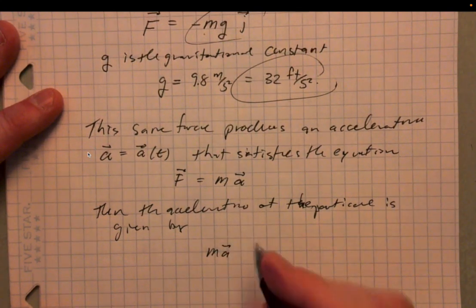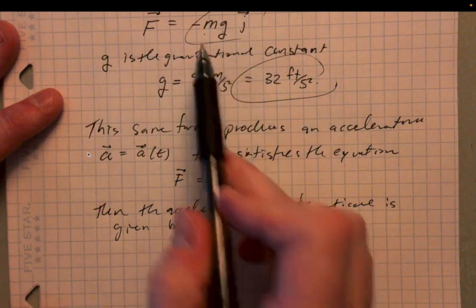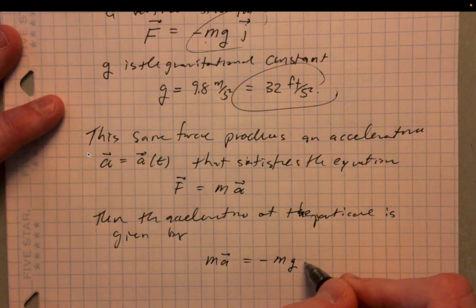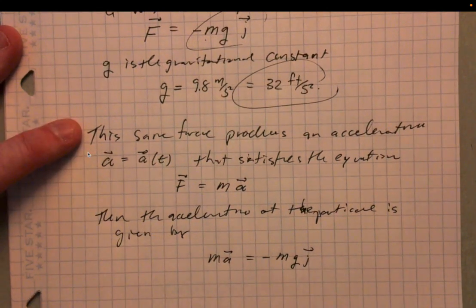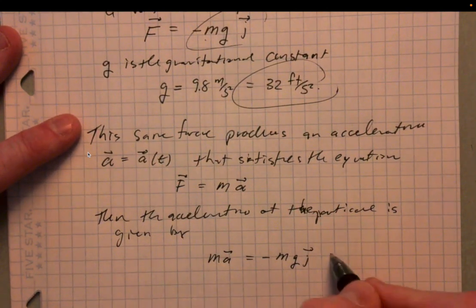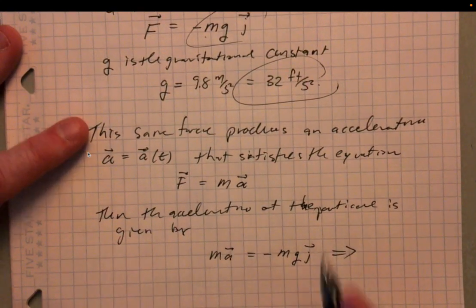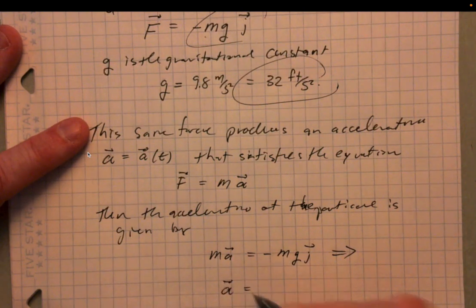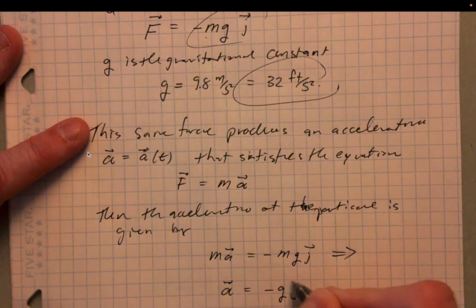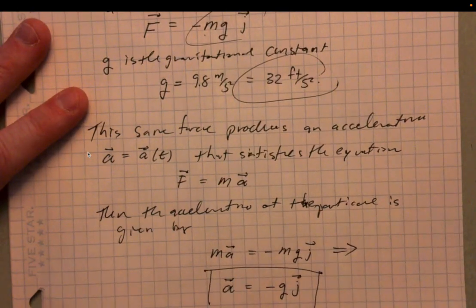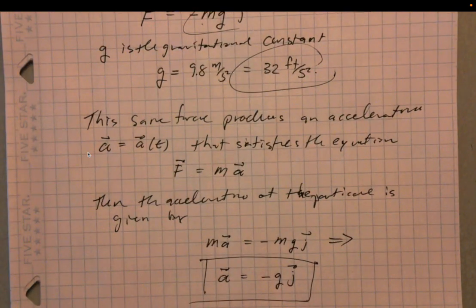This piece here is going to be equal to the piece from above, same force. And so then that implies what? Well, if we divide both sides by the mass, then that means the acceleration will be equal to negative g times the j vector. Okay, so that's the acceleration, and this is what we're going to build everything up off of. We're going to build it all up off of this guy basically using integration, right?